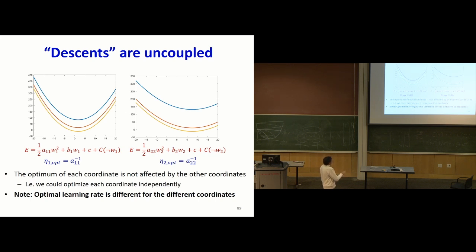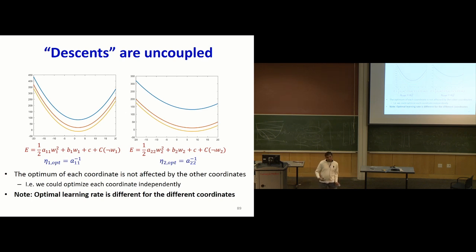So if you look at this quadratic and remember what we saw earlier, if from any current estimate I want to get to the optimum in a single step, then the optimum step size is going to be a11 inverse. Here, the optimum step size is going to be a22 inverse.